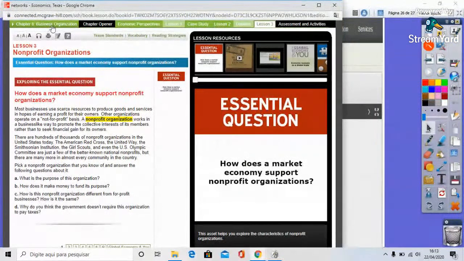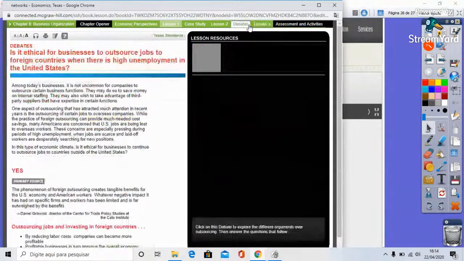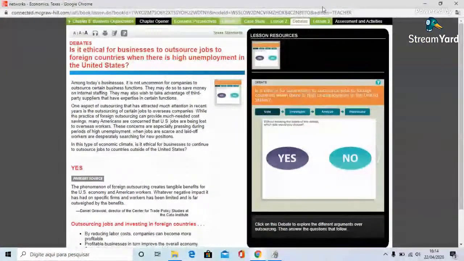You are in chapter 8 and you will go to your debate, which is here. And this is the question here: Is it ethical for businesses to outsource jobs to foreign countries when there's a high unemployment in the United States?